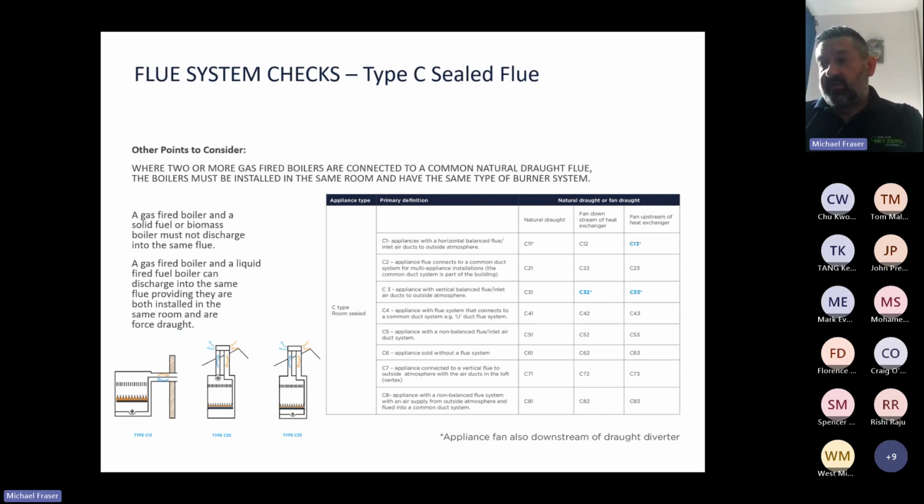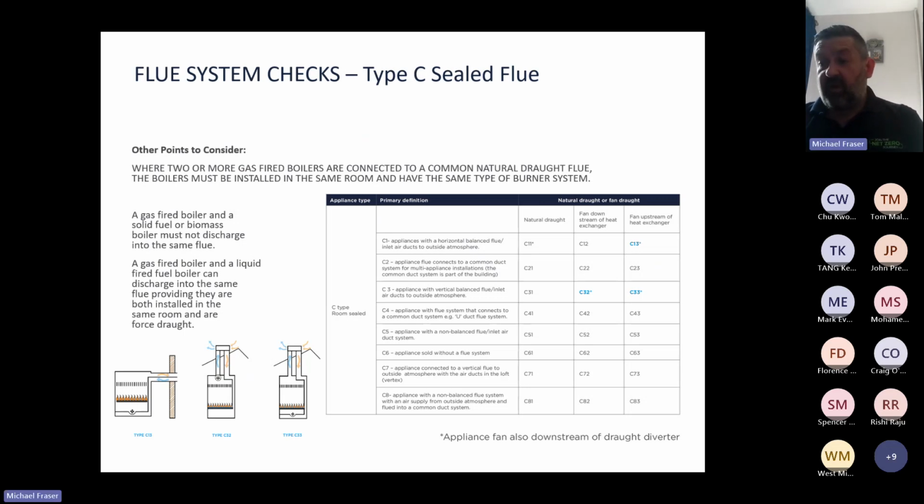Flue system checks, type C, sealed flues. So the table below highlights different kinds of sealed flue systems. However, in nearly all cases, if you're going with a sealed flue, this will be supplied with the boiler, and the boiler manufacturer will select the correct type.